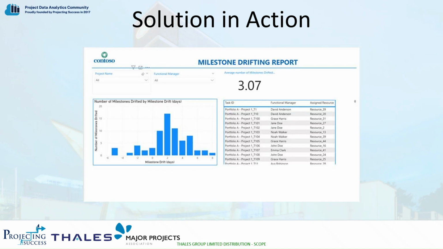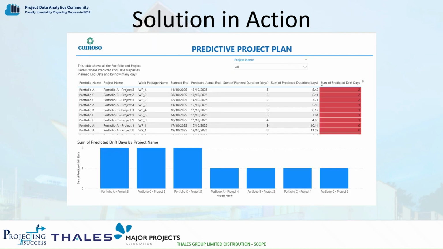Next, we show the milestone drifting report. This is when the planned end date is going to be drifting from the initial end date, and if this is going to be a milestone drift to the right-hand side. Anything with a negative milestone drift shows an improvement on the schedule. Again, there is the ability to filter on project name or functional manager. So next, I'll pass you on to Ken about predictive analytics.